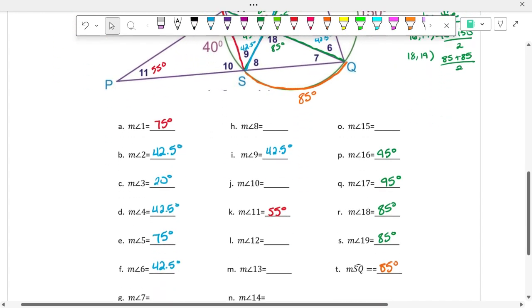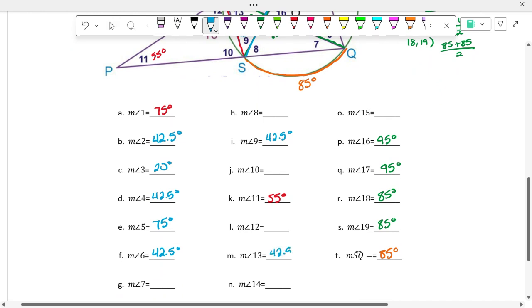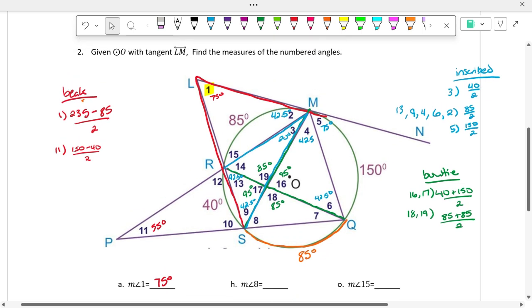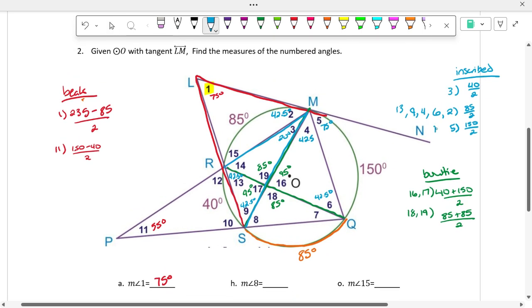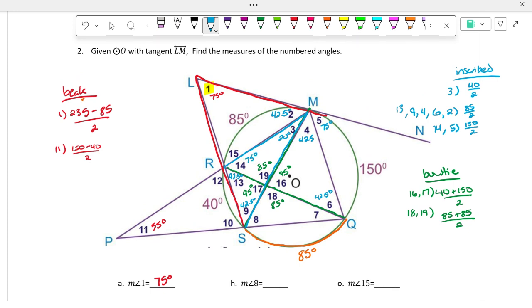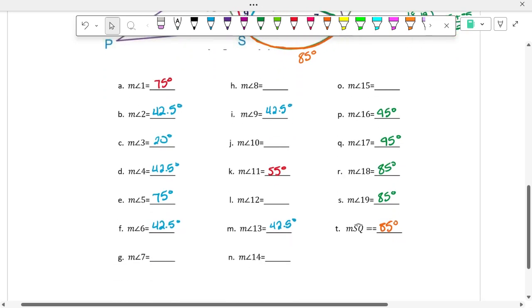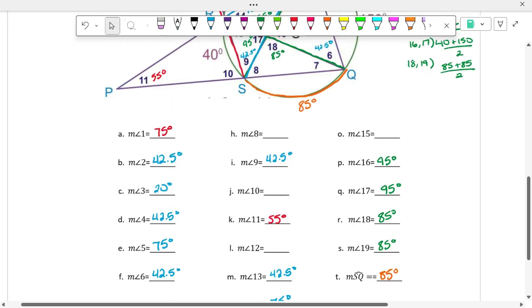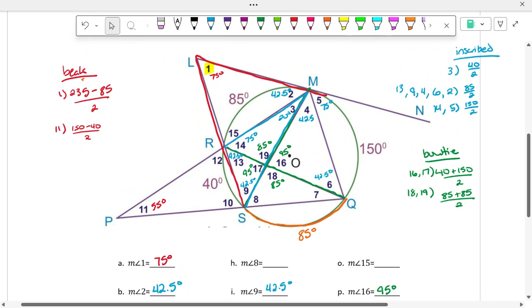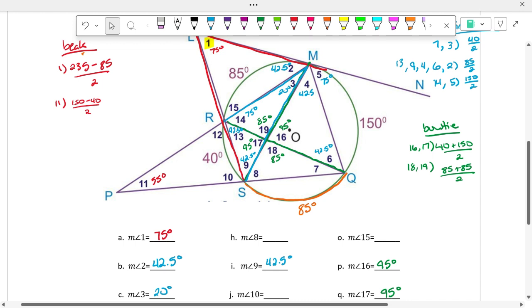I did hear 14. We'll do that next. So 14, what's the intercepting arc? 150, so it's the same as 5. So 75. 10 is not, because it's not coming from a tangent line. 10 is one of those special ones where we have to use the triangle. 7 is. So 7, what's the intercepting arc? 40, so it's the same as 3. So 20.